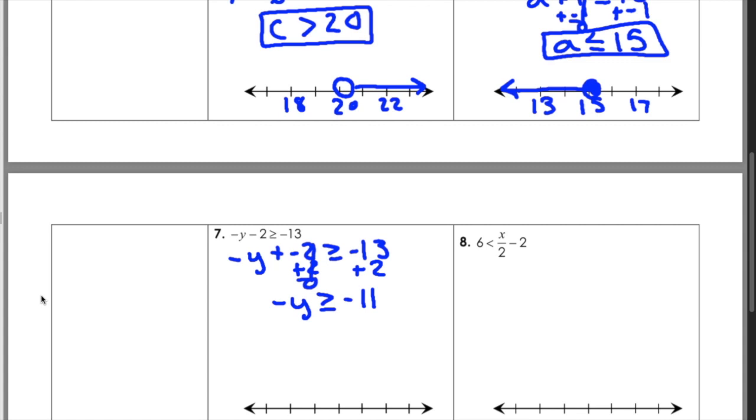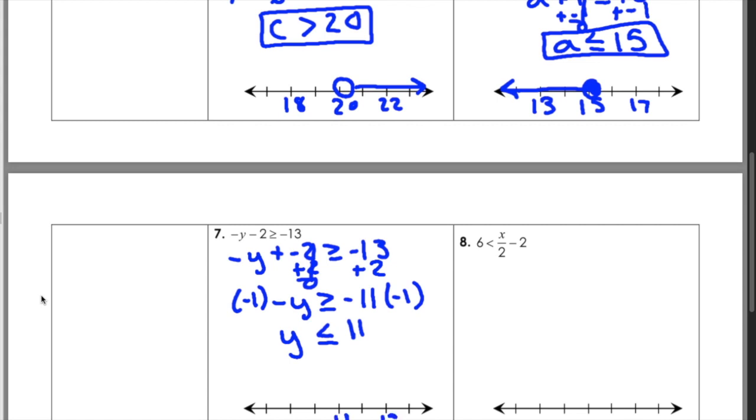Well, we know that we cannot leave a variable negative, and to make a variable positive, we have to multiply it by negative 1. So we're going to multiply both sides by negative 1, and because we are multiplying both sides by a negative, we have to flip the inequality. So this becomes positive y is less than or equal to positive 11. So if negative y is greater than or equal to negative 11, positive y is less than or equal to positive 11. So now I'm going to graph my solution.